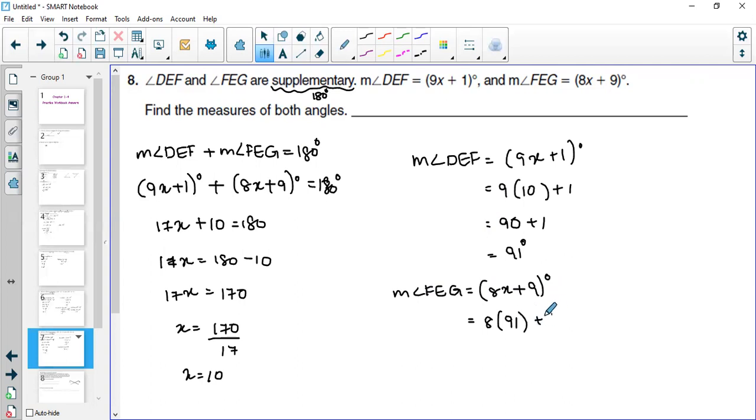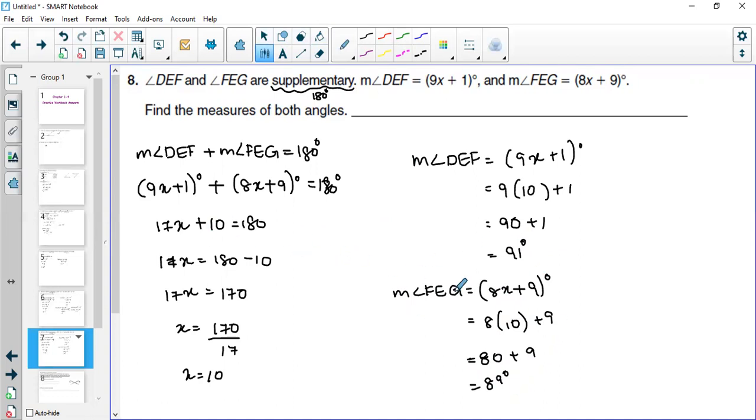So this is going to be... Why did I write 91? The value of x is 10. So x is 10. That means it is 80 plus 9, which is going to give you 89 degrees. Or even if you subtract 91 from 180, the answer is going to be 89 degrees. So however you find it, your answer has to be 89 degrees.